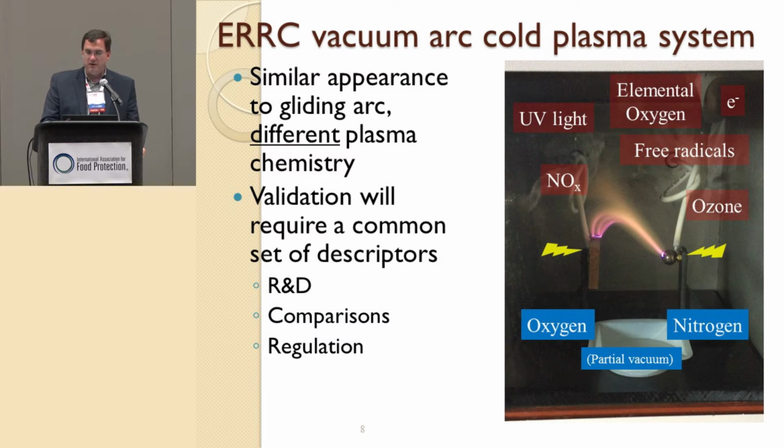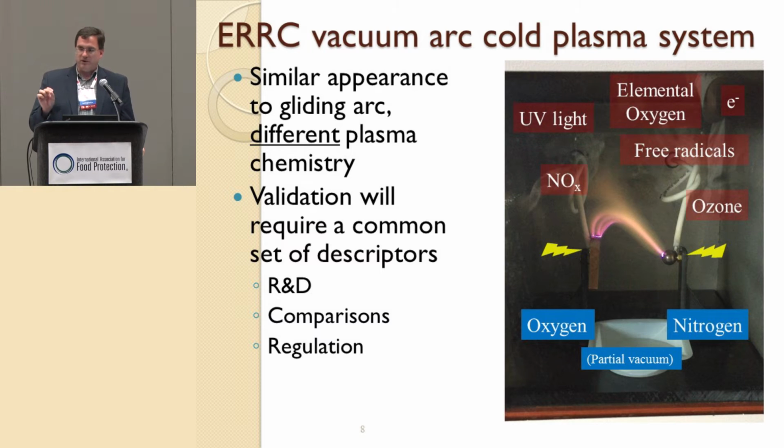Here we come to another kind of system. This is a vacuum arc plasma system, also in my lab. This was built by my colleagues, Joe Seitz and Glenn Boyd. If you look at this, it's got kind of a similar appearance to the gliding arc system, but actually, because this is operating at a partial vacuum, you've got very, very different plasma chemistry that's going on in there.